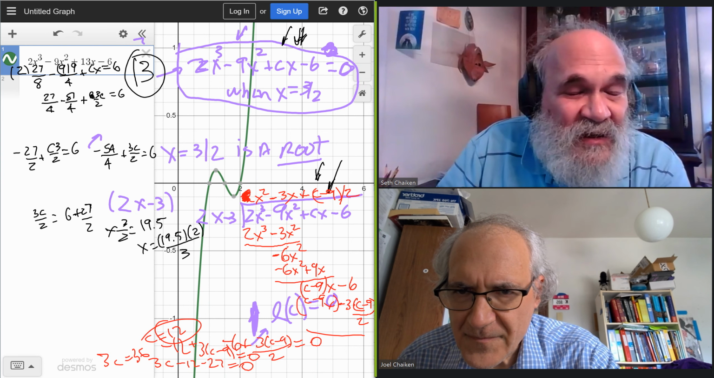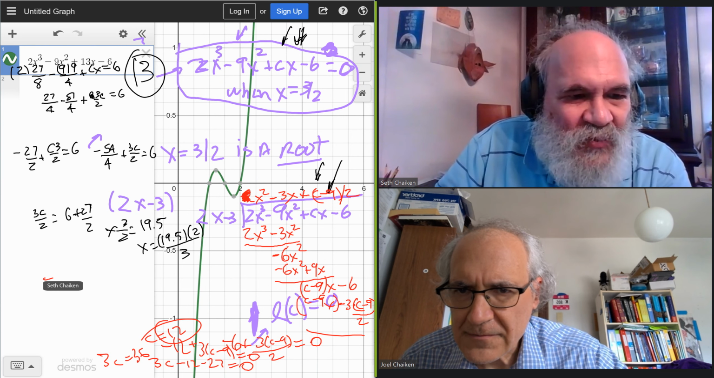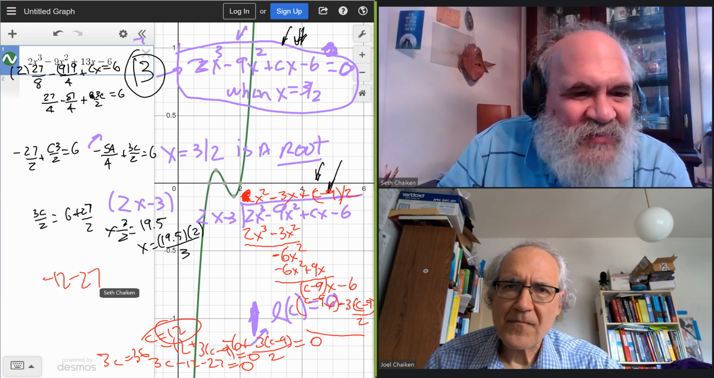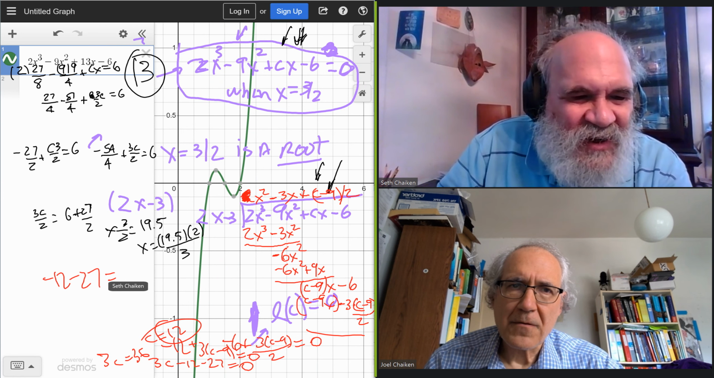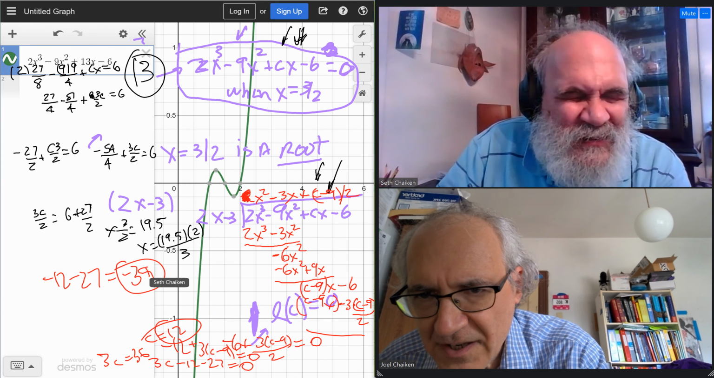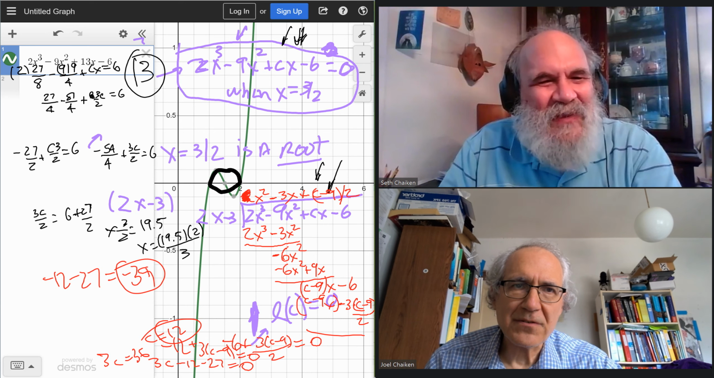Yeah, I made an arithmetic mistake. I said minus 12, minus 27, and I wrote that as 36. It's really 39. So by the way, 39. There's the root we care about. That's 1.5 right there, the one I circled.